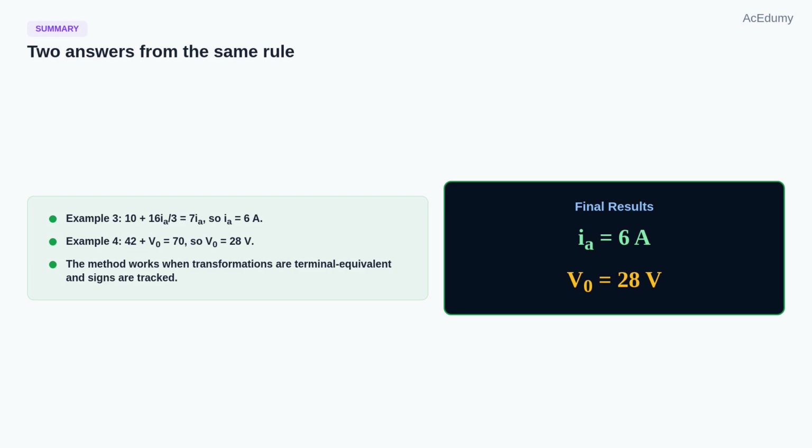For example 3, the final equation is 10 plus 16 IA over 3 equals 7 IA, giving IA equals 6 amperes. For example 4, the final equation is 42 plus V0 equals 70, giving V0 equals 28 volts.